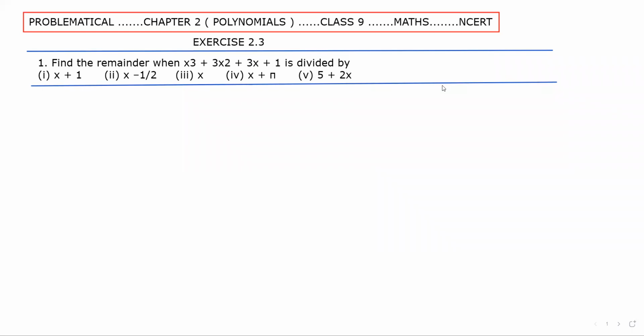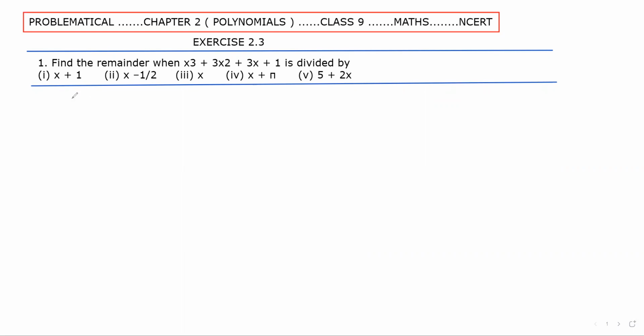We were discussing exercises of Chapter 2 Polynomials of Class 9th Maths NCERT. Today we'll start with exercise 2.3. The first question states: find the remainder when p of x, a polynomial given to you, is divided by some linear polynomials. So we'll make use of the remainder theorem here.